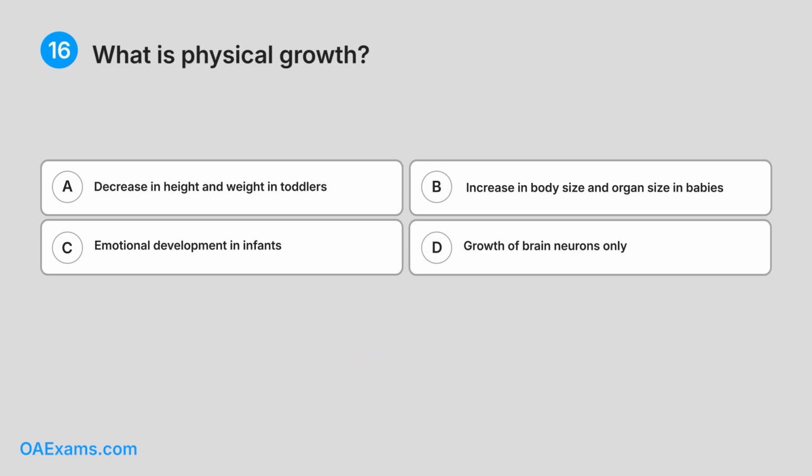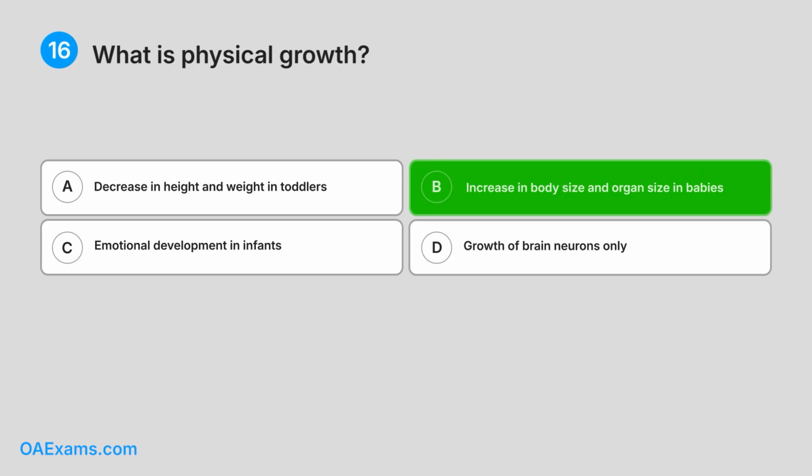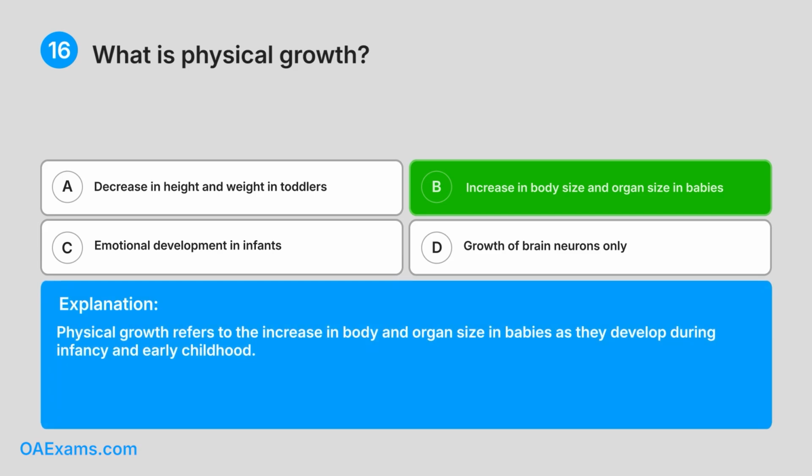Correct answer: B. Increase in body size and organ size in babies. Explanation: physical growth refers to the increase in body and organ size in babies as they develop during infancy and early childhood.